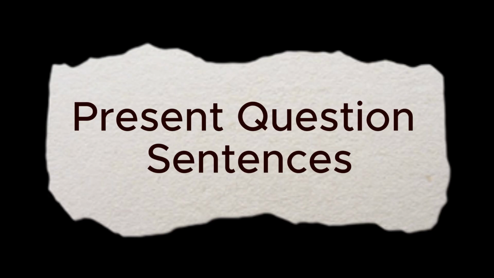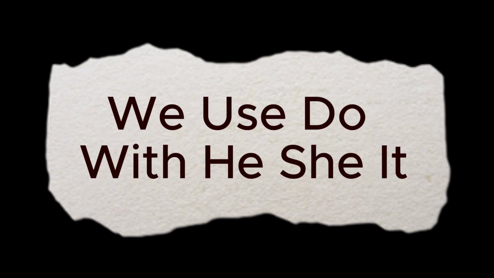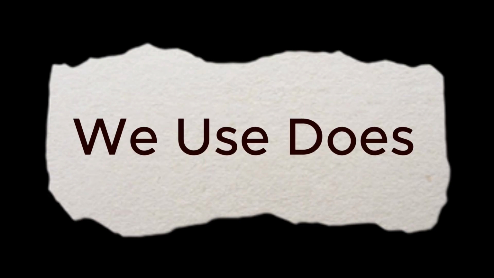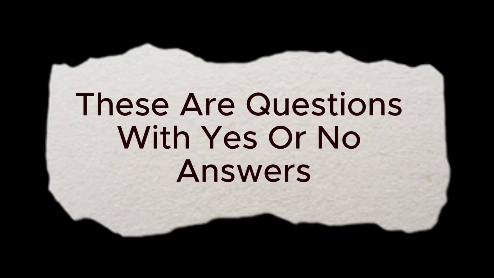Question sentences. Formula. Do or does plus subject plus base verb. With I, you, we, they, we use do. With he, she, it, we use does. Yes/no questions. These are questions with yes or no answers.